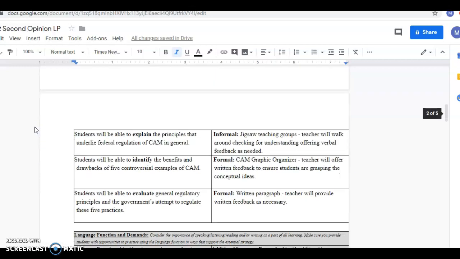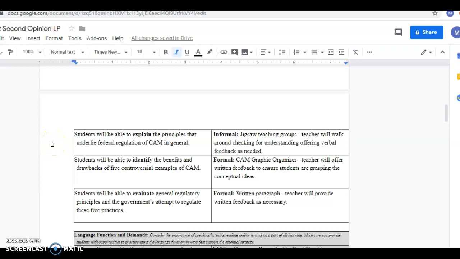So let's take a look at the language functions. Students will be able to explain the principles that underlie federal regulation of CAM, in other words, complementary and alternative medicine in general. So they're going to be reflecting that through an informal activity, such as a jigsaw teaching group. And here, of course, the teacher will just be circulating, checking for understanding and giving feedback.